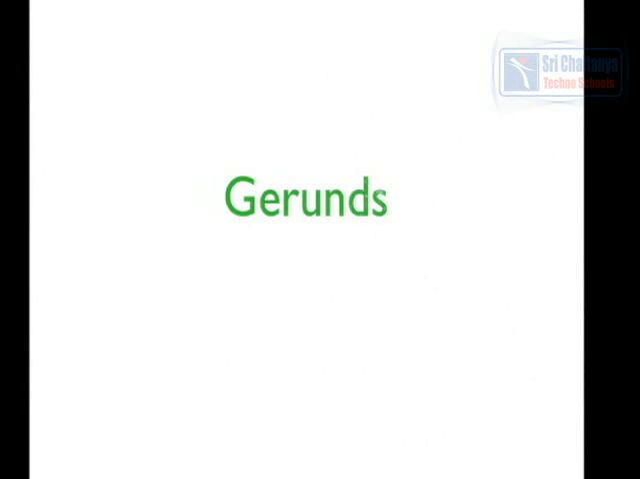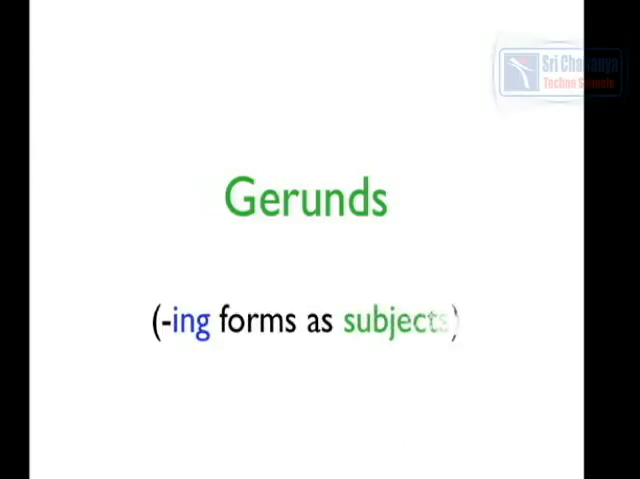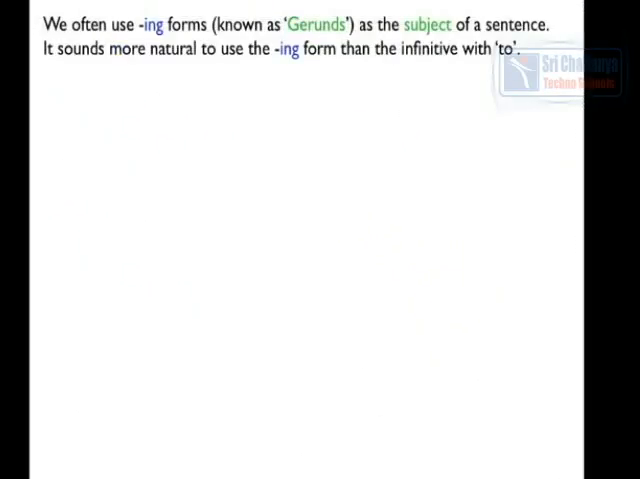Hello. Here, I'm going to describe how we use ing forms as the subjects in sentences. Using ing forms in this way is known as gerunds. We often use ing forms as the subject of a sentence. This is because it sounds more natural to use the ing form than using the infinitive with to.